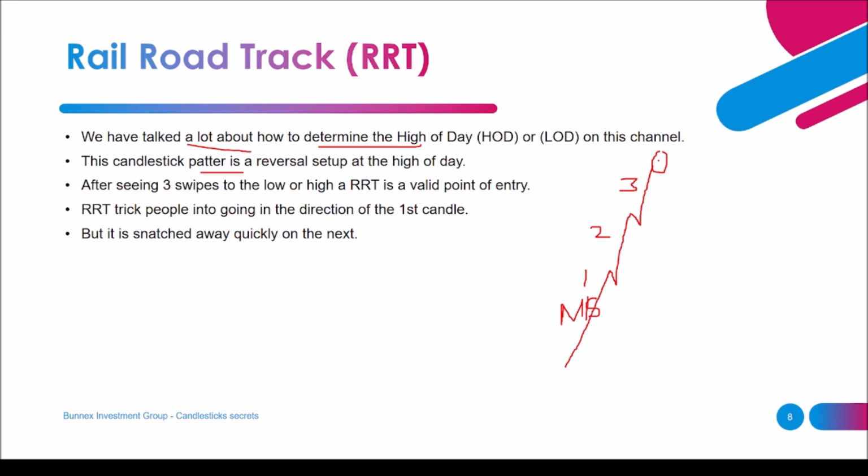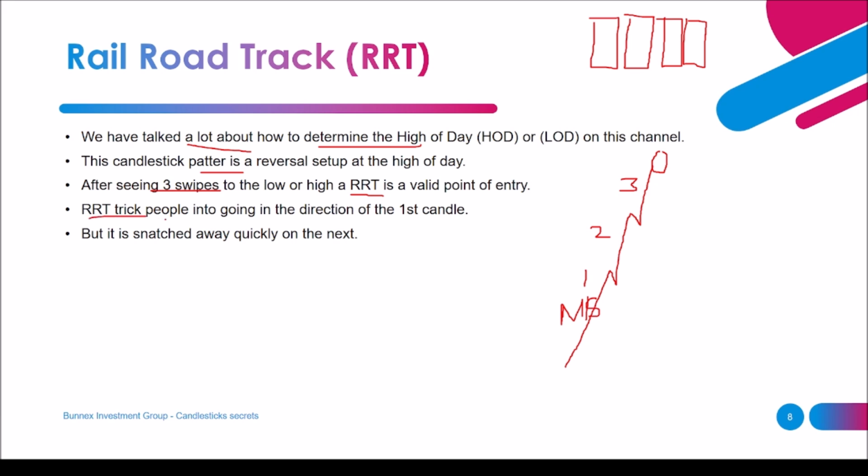Basically, a railroad track is two candlesticks of almost the same size side by side. One will be red, the other one will be green, or it may give you another one like this, to give you 4 candles or 2 candles. After seeing 3 swipes to the low or high, a railroad track is a valid point of entry. Whenever it is issued after 3 swipes to the low or to the high side, and you see this pattern, it's a valid point of entry.